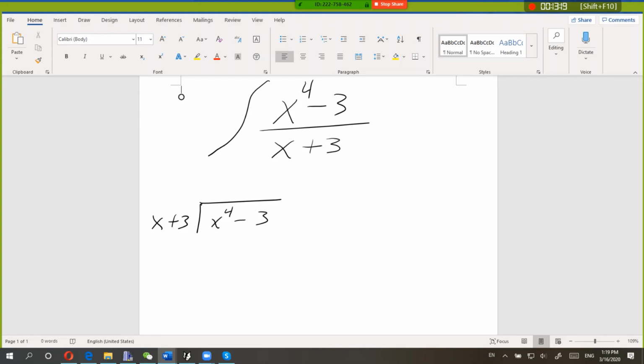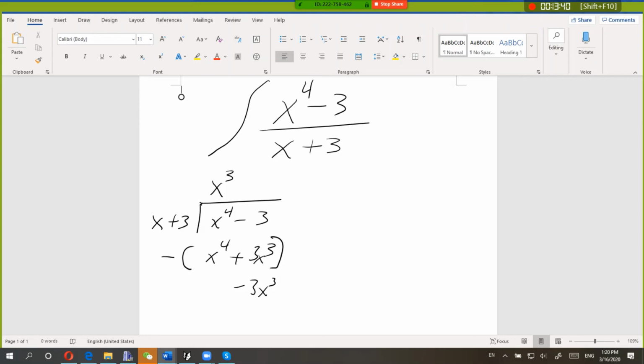In order to get an x to the 4th power, I'd have to multiply x plus 3 times x cubed. So that's x to the 4th plus 3x cubed if I multiply by x cubed. I'll subtract that from what we had originally to get negative 3x cubed. I don't have any x cubed terms here, so I'm just going to leave it like that.